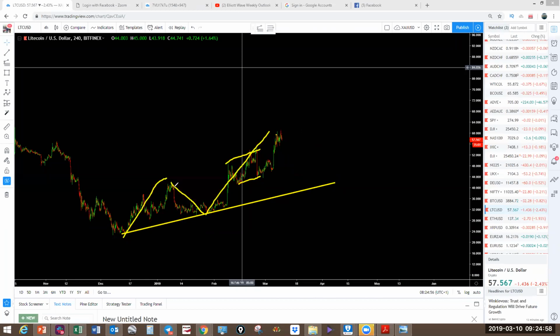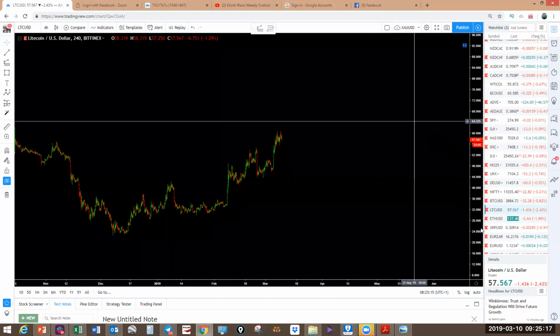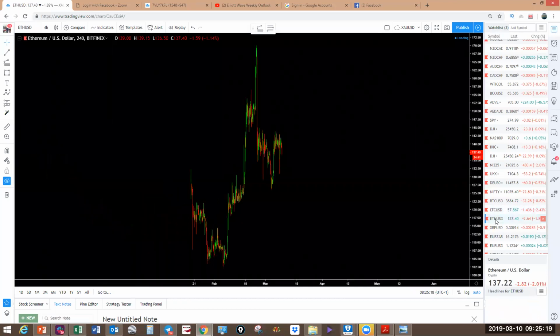So if this 3-wave move WXY has ended, you're supposed to get a passing move, you're supposed to get a corrective structure, then this should take you back to the previous low here. Okay, so that's what you're going to be looking at. Look to see if you're going to get that passing move to the downside on Litecoin. And then Ethereum.